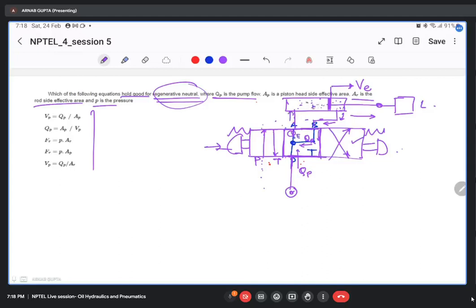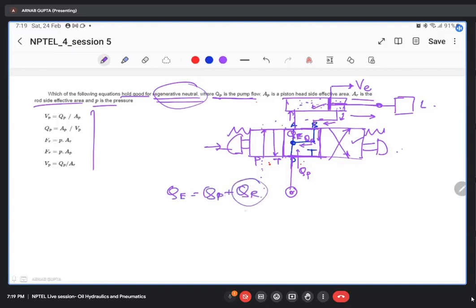Sorry, P is your piston side, I mean this side, and R is your rod side. So let's stick to that nomenclature. QP is the pump flow. AR is the rod side area, AP is the piston side area. Okay, so this is QE. Basically, I can write QE is equal to QP plus QR. So this is the regeneration.